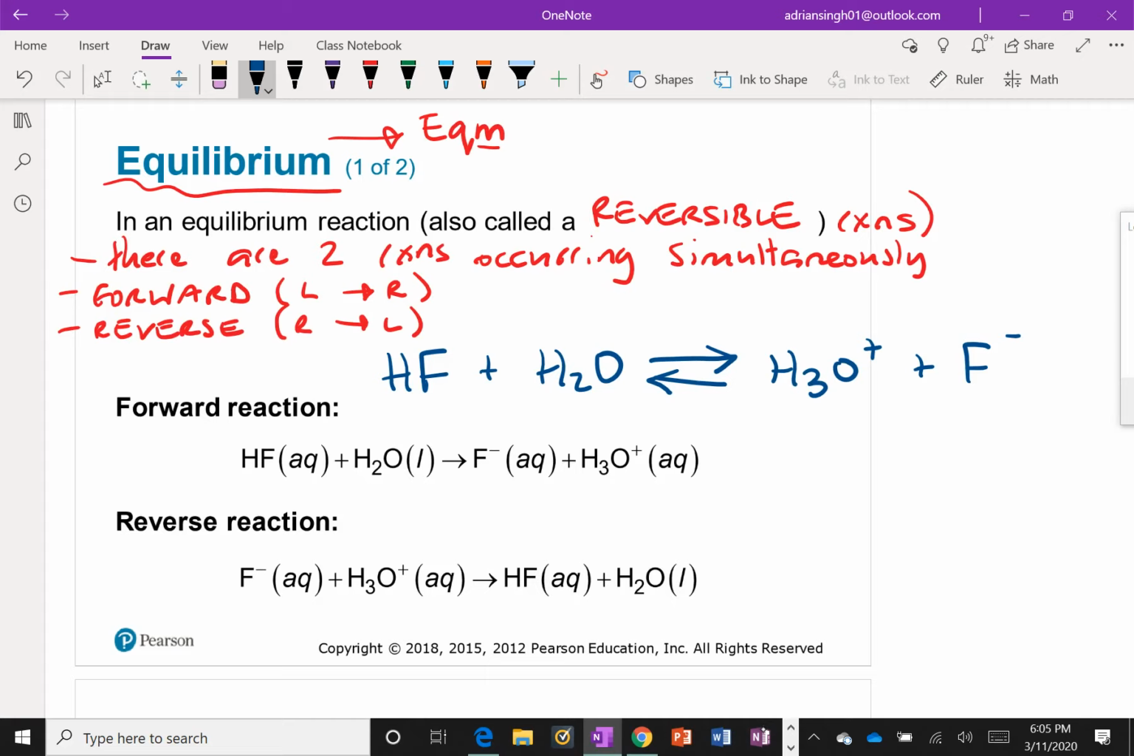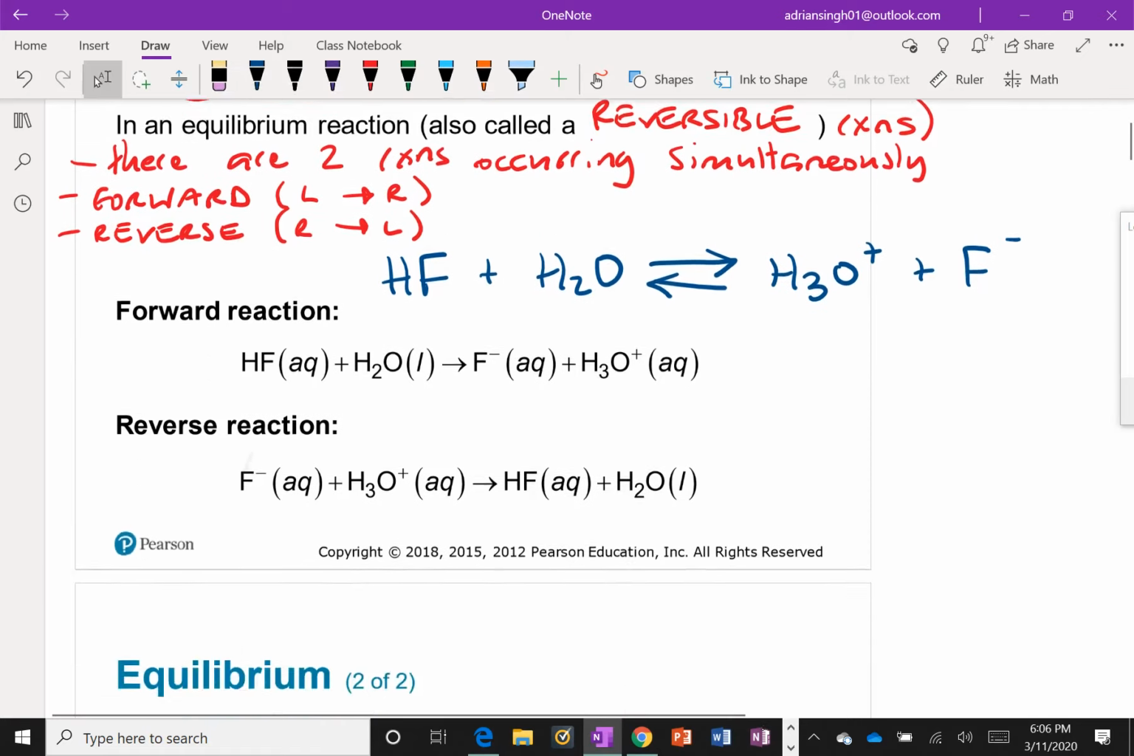So the H3O+ and the F- can combine to make H2O and HF, right? That's the reverse reaction that's occurring. So you have both of those happening at the same time, simultaneously. And that's unusual. We haven't really talked about that when we looked at chemical reactions. We've always assumed that reactions go from left to right. That's not always the case, however, which is actually a very important and a very useful thing.